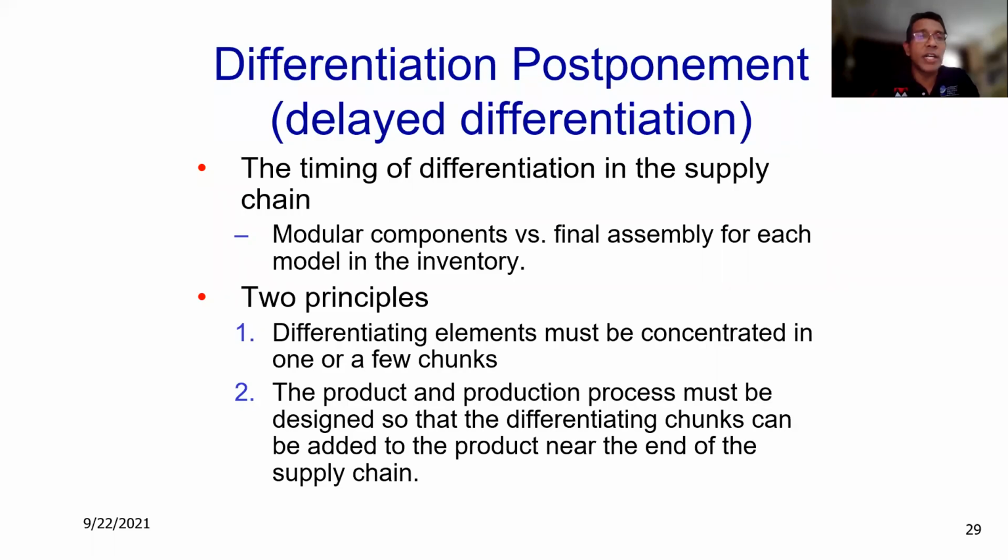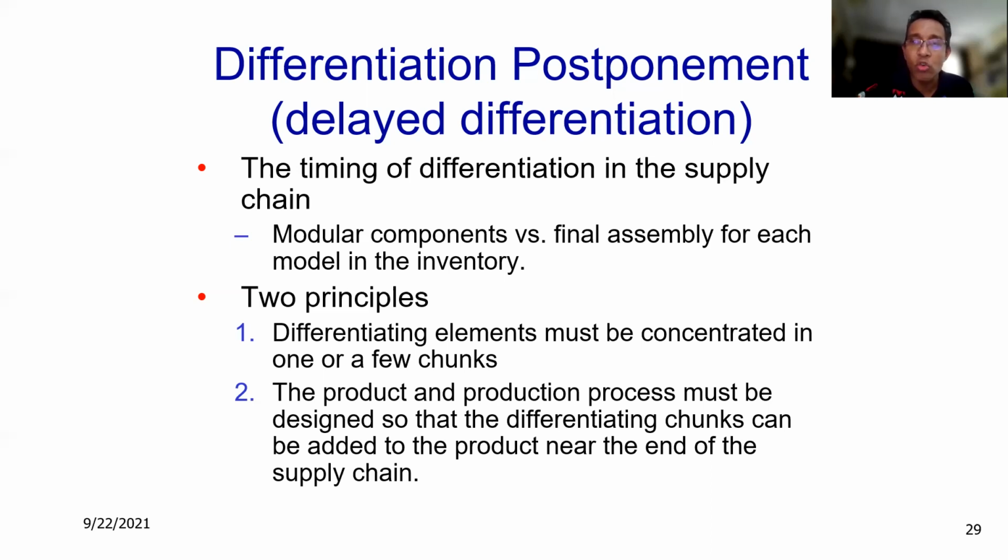Okay, we go for the differential postponement, also known as delay differential. So the timing of the differential in the supply chain. There is the differential postponement, the timing, and then they have modular components versus final assembly for each model in the inventory.